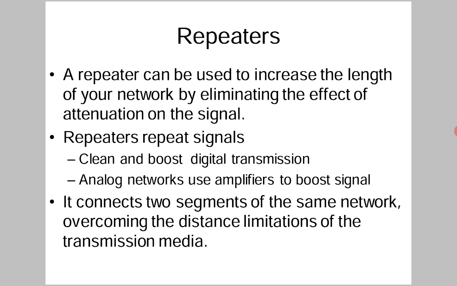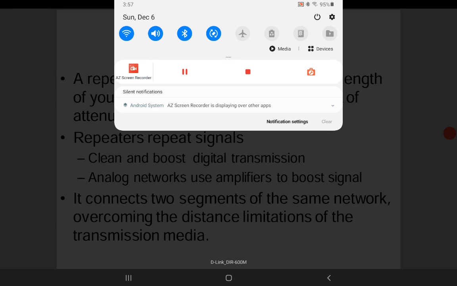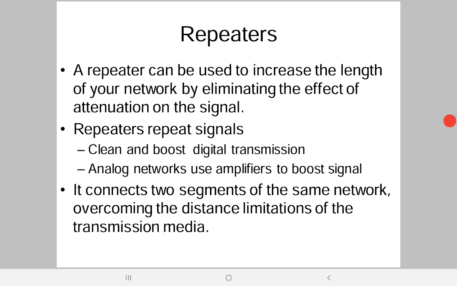Generally, a repeater can be used to increase the length of your network. Whenever we want to expand the network to other areas or other boundaries, we may simply use repeaters. Repeaters are mainly used to increase the length of your network by eliminating the effect of attenuation on the signal, meaning there is no loss of signal or noise and disturbances in the signal. Repeaters simply repeat the signals, and clean and boost digital transmission.